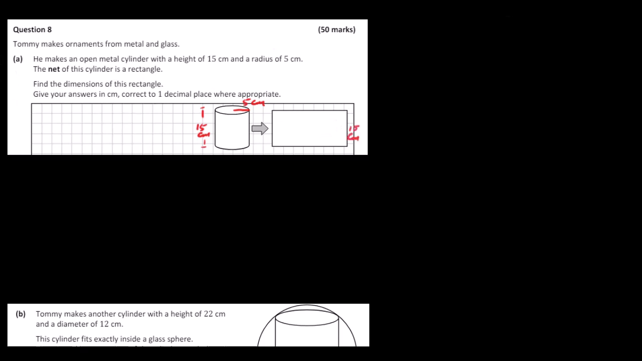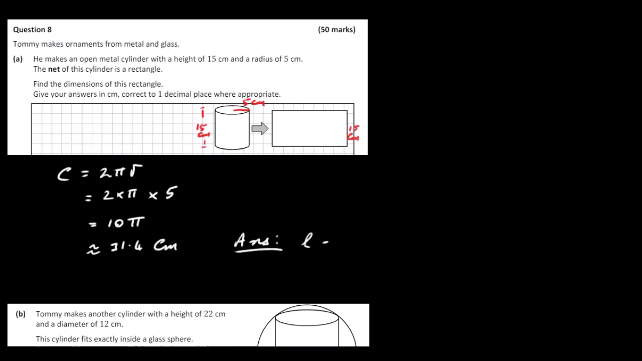And the width of the rectangle is just the circumference of the circle. The circumference of a circle is 2 pi r. So it's going to be 2 times pi times 5, which is 10 pi. We've got to give our answer correct to one decimal place. So when you do that, you'll get 31.4. So my answer then is, let's say the length is 31.4 centimeters and the width is 15 centimeters.